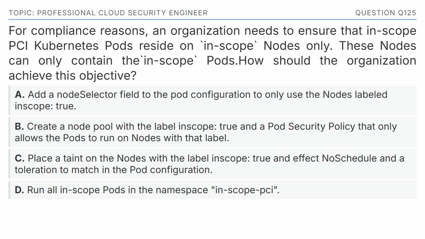The options are: Option A, add a node selector field to the pod configuration to only use the nodes labeled in-scope: true. Option B, create a node pool with the label in-scope: true, and a pod security policy that only allows the pods to run on nodes with that label. Option C, place a taint on the nodes with the label in-scope: true and effect NoSchedule, and a toleration to match in the pod configuration. Option D, run all in-scope pods in the namespace in-scope-pci.